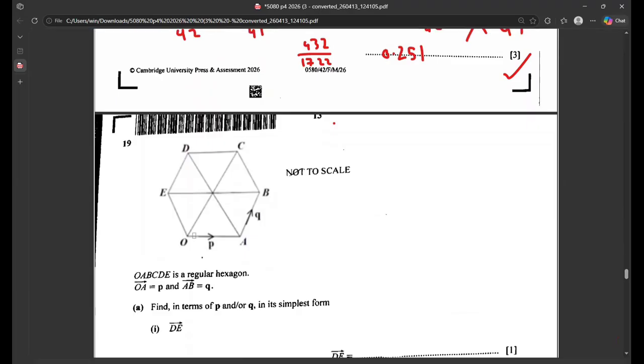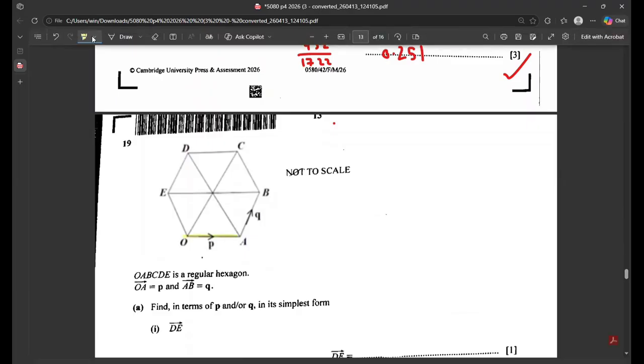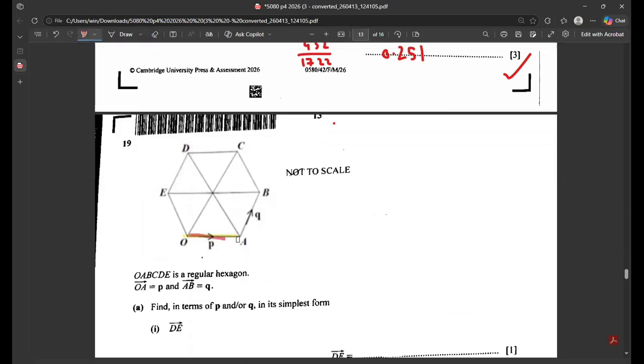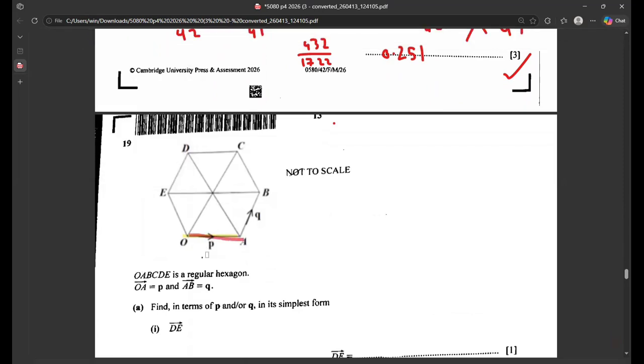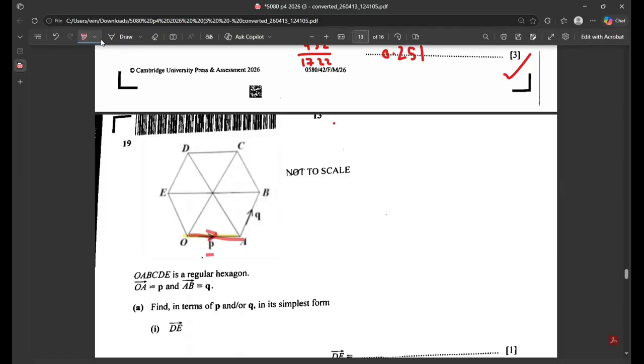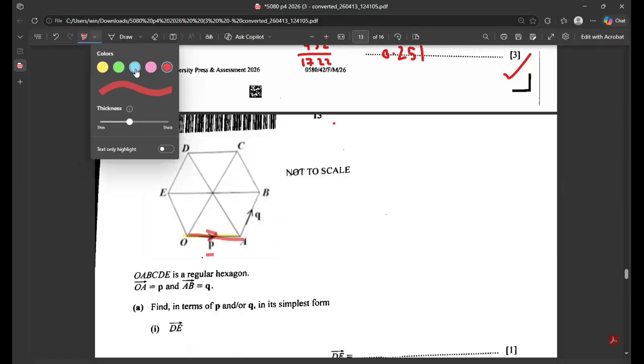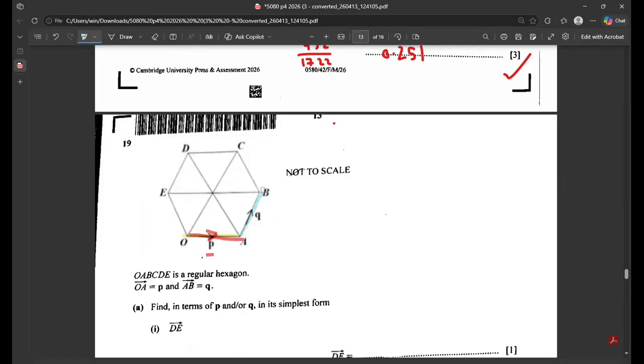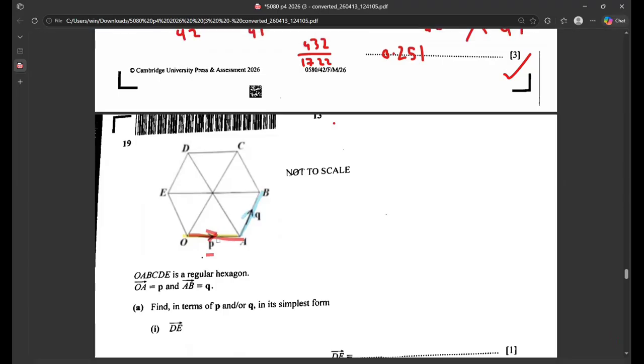O is the starting point, OA, which is this OA. The OA is equal to P, this direction. And the AB here is equal to Q in this direction. And the AB is like this, is equal to Q. In terms of P and Q, get the DE.